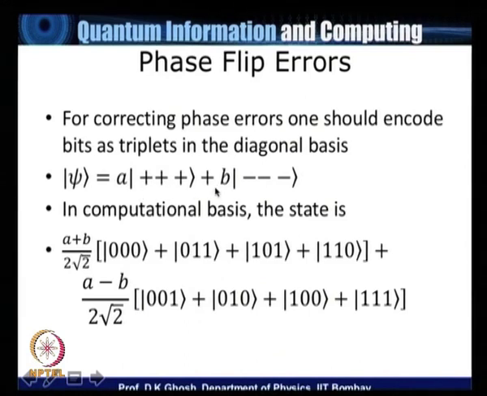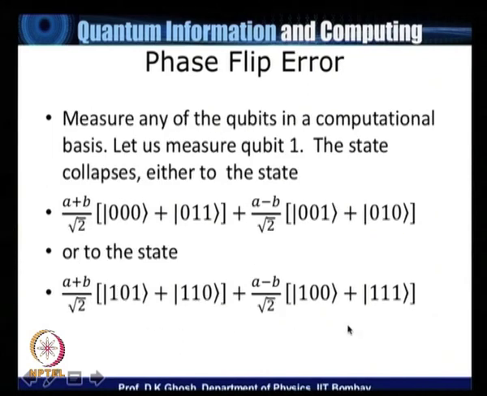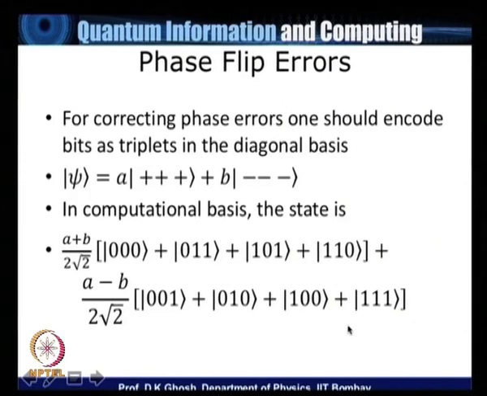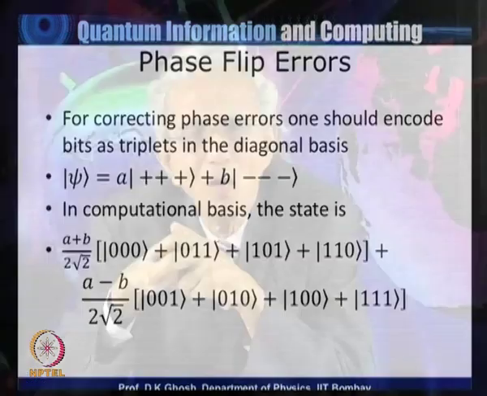Now if you multiply them, you will find that this will naturally give you 8 states there, because this is plus plus plus and this is minus minus minus, and this is what you would then get: 0 0 0, 0 1 1, 1 0 1, 1 1 0, and with a minus b by 2 square root of 2, this thing. Now let's see what would happen if you did a measurement of any one of the qubits, and we have illustrated it in the computational basis.